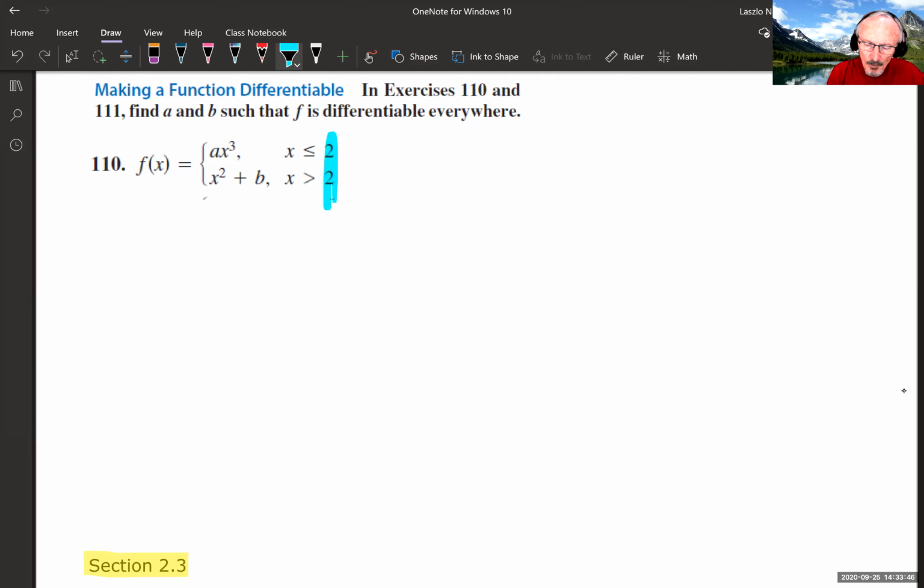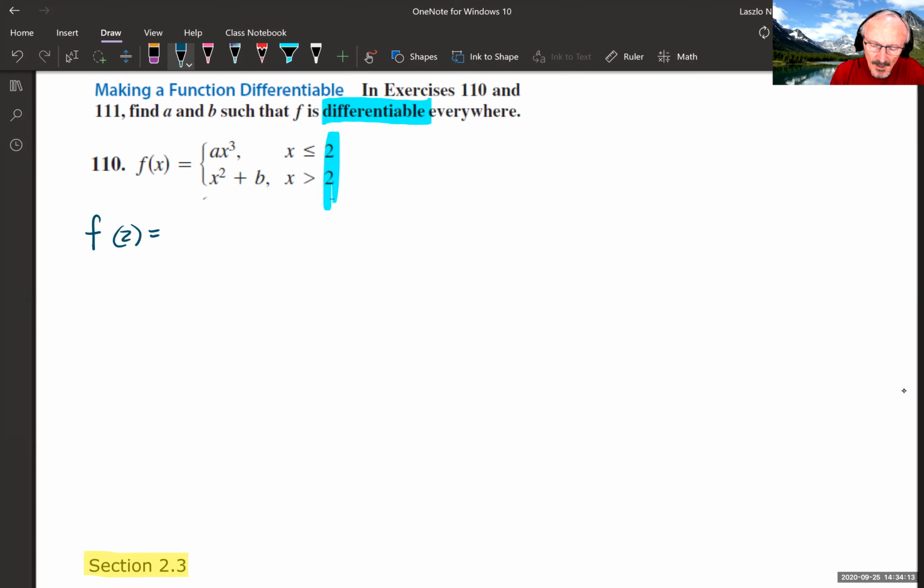at 2, x equals 2. That's where the definition switches from f of x equals ax cubed to f of x equals x squared plus b. In order to show that a function is differentiable, please remember that first we need to address continuity at that point. Now, to establish continuity, we need to find the value of f at 2.